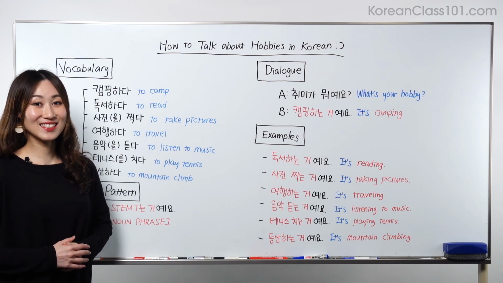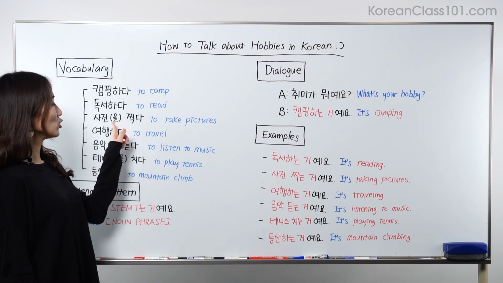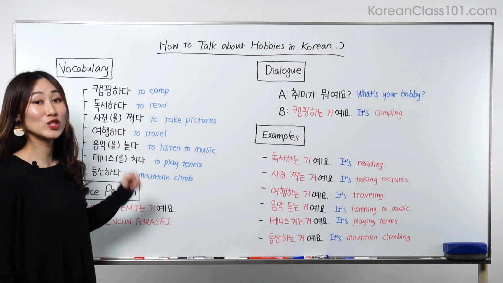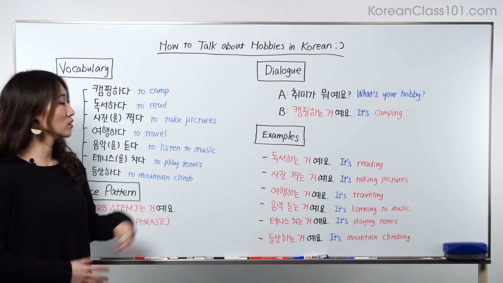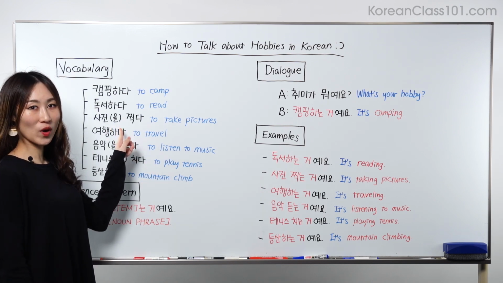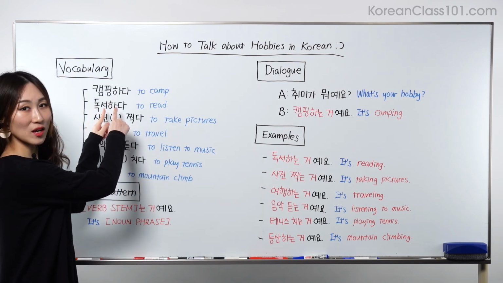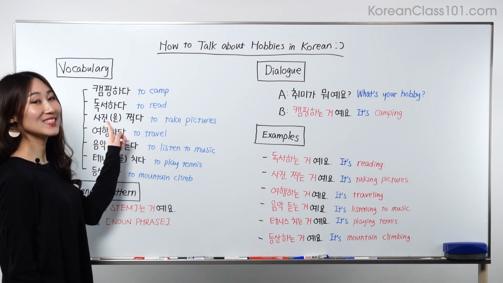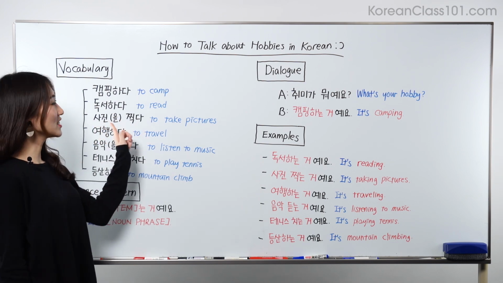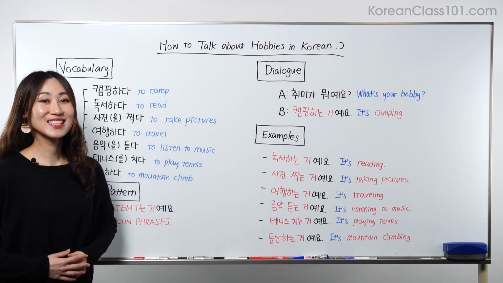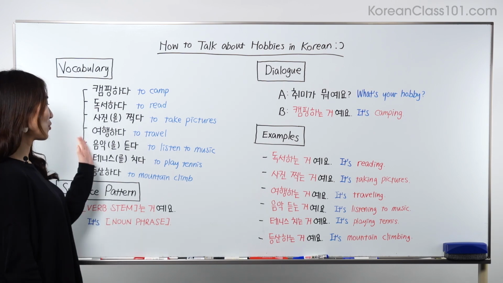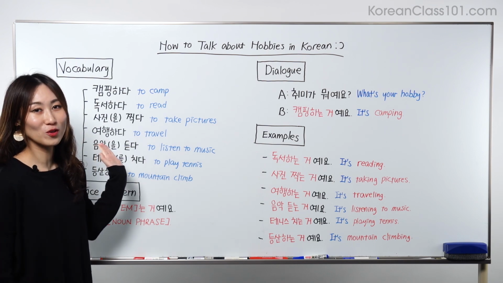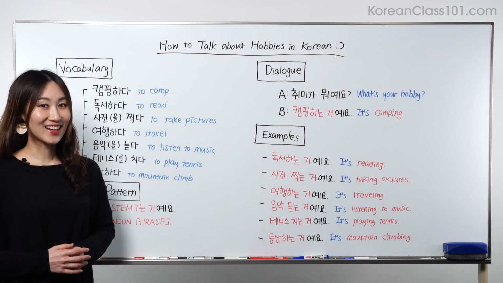Do you know this 을? 을 is an object marking particle, and when we speak, we often omit this. That's why I put it in brackets. So 사진을 찍다, or 사진 찍다. How about this? To travel. 여행하다.